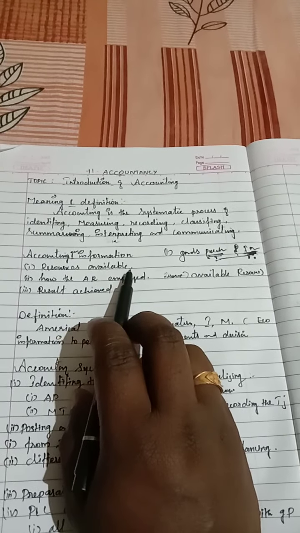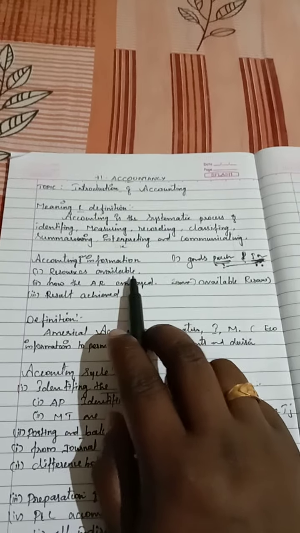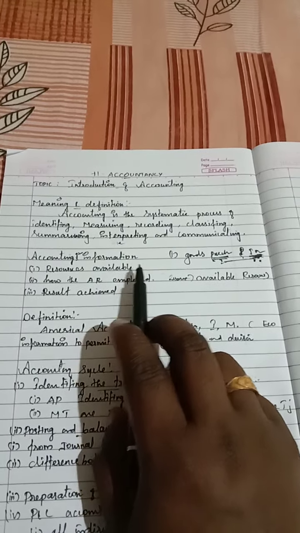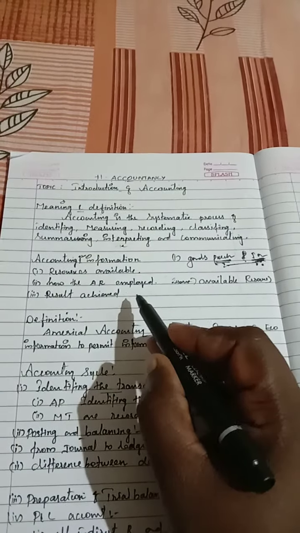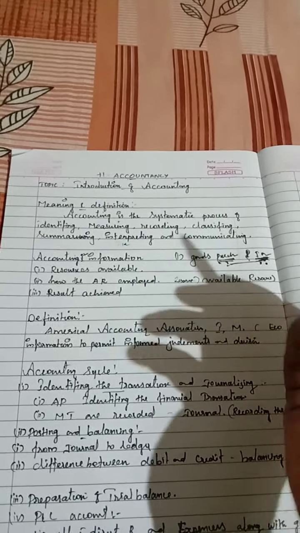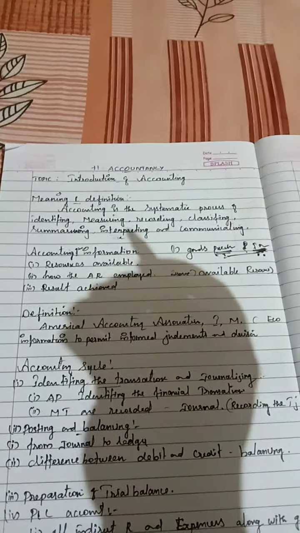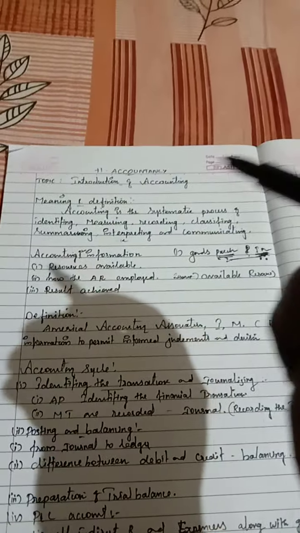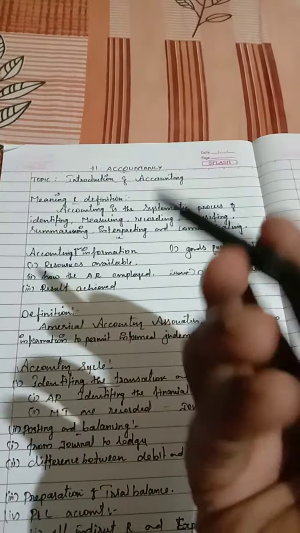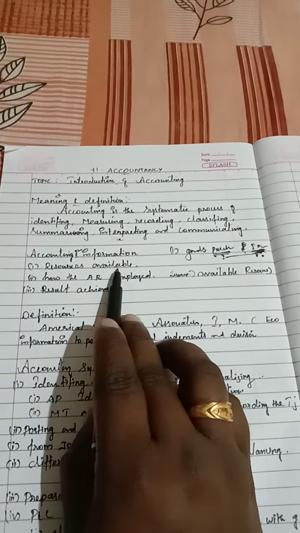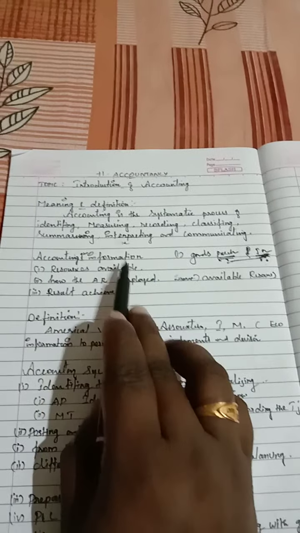Resources available. What is the meaning of resources available? Resources available means the information. According to the accountant, the information is the resources. So goods purchased for rupees 5,000, goods sold for rupees 10,000, equipment purchased, furniture purchased, a lot of expenses made by the concern. Each and every transaction is a resource available. So all the resources have to be available in the concern.